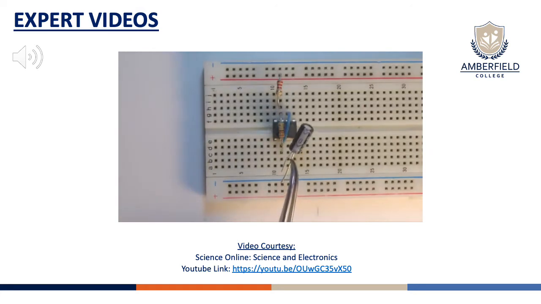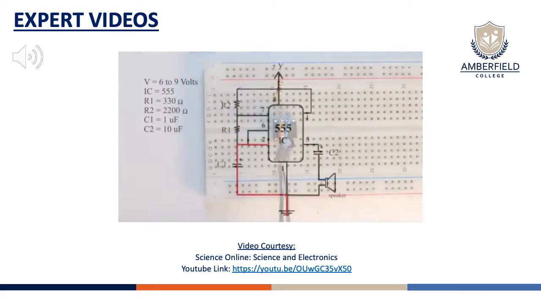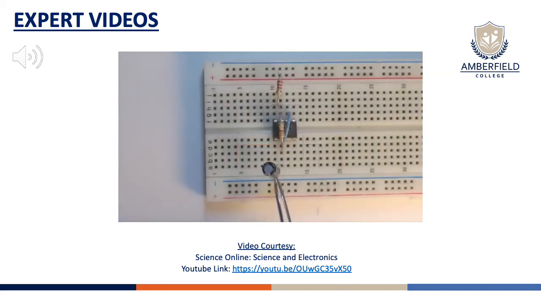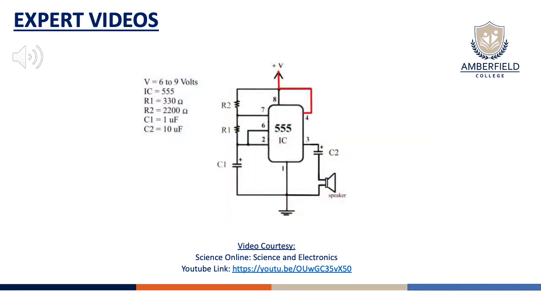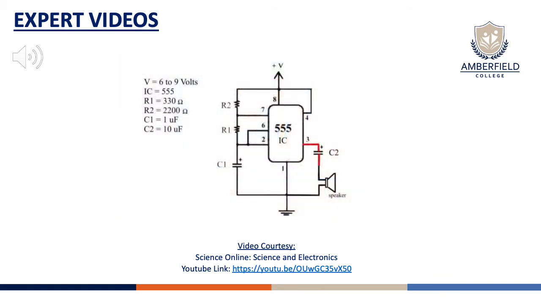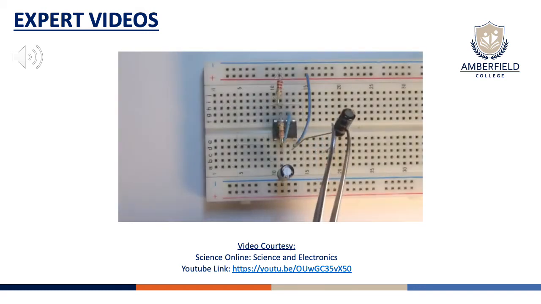Next, we need a 1 microfarad capacitor, C1. This connects from pin 2 to the negative power supply line, the blue line. Watch the polarity, positive to pin 2. Next, we need a wire from pin 4 to the positive power supply line. We're going to drive a speaker from pin 3. This means we have to connect a 10 microfarad capacitor from pin 3 to an unused row on the breadboard, like this. Watch the polarity, positive to pin 3.